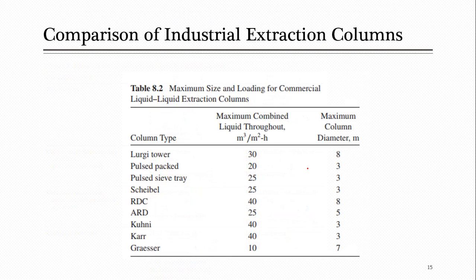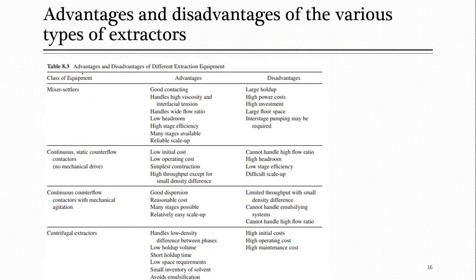Based on this information, the advantages and disadvantages of different extraction equipment are also provided. You can see that we have the mixer settler, the first assembly which we discussed, based on mechanical agitation. They have certain advantages: they have good contact and handle high viscosity liquids because they have rotating elements. So they are good even with high viscosity and interfacial tension liquids. They can handle a wide flow rate as well because they are large vessels.